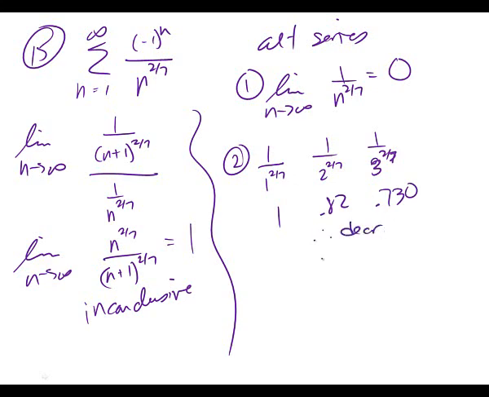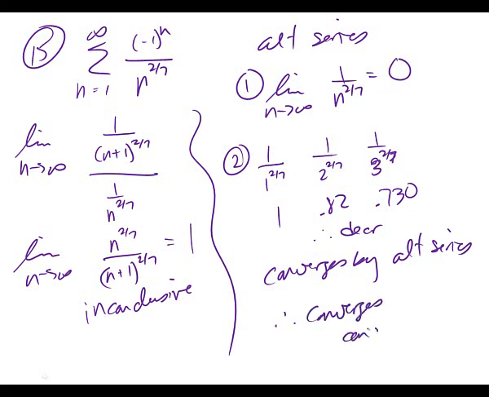So we know it's decreasing. So we know that it converges by alternating series, right? So therefore we would say that it converges conditionally.